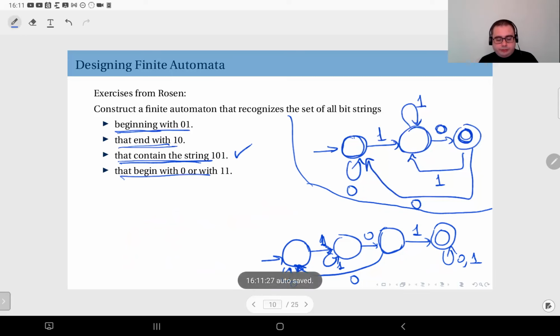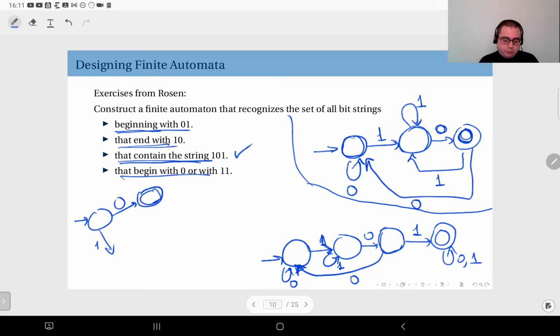And finally, let me put the solution of the last one here. Strings that begin with 0 or with 1-1. So this is your initial state. So with a 0, you are going to go here. Since it starts with a 0, this is going to be an accepting state. And if it starts with a 1, I'm going to go to this state. And this one is going to stay here with the next 0s and 1s, because I'm just looking at the beginning of the string.